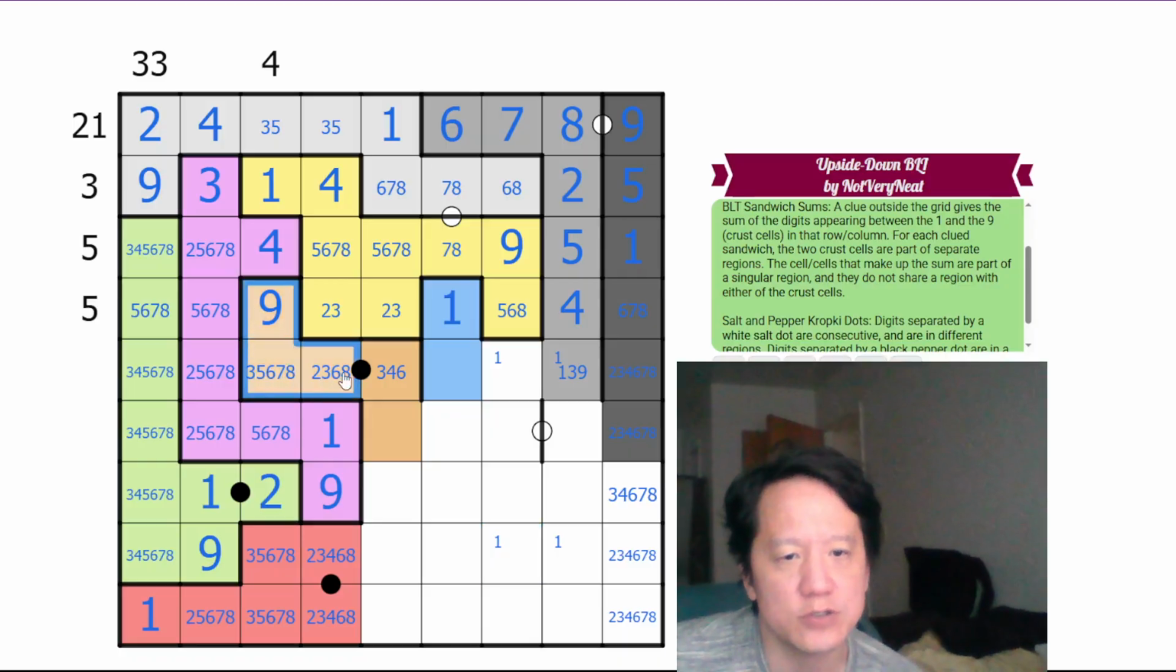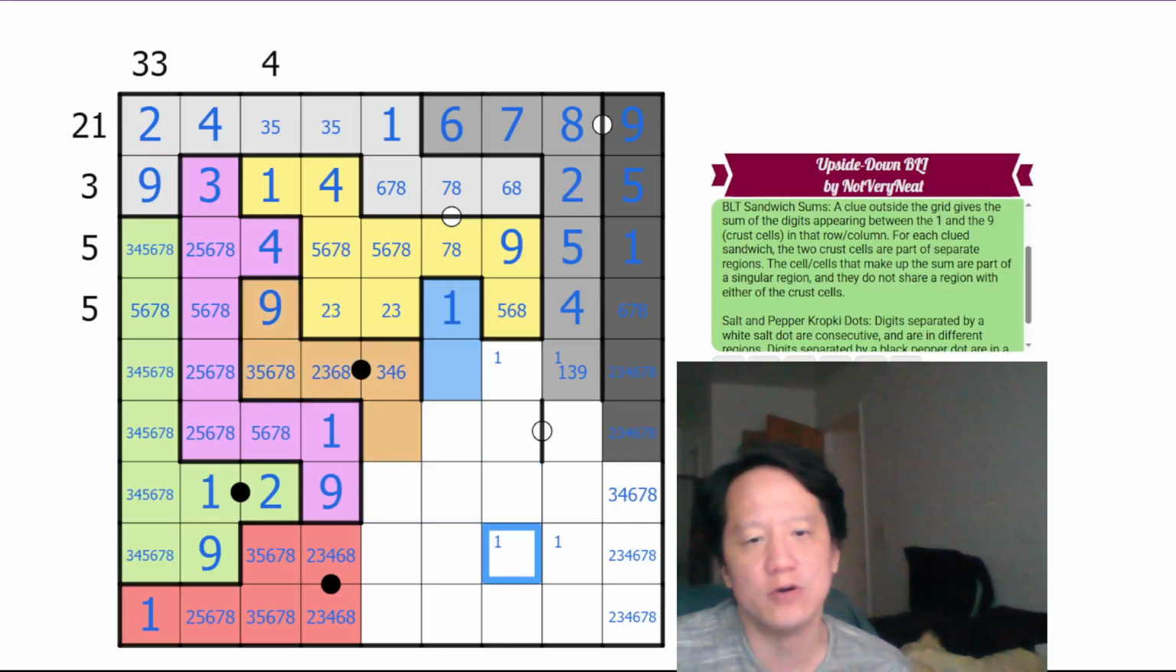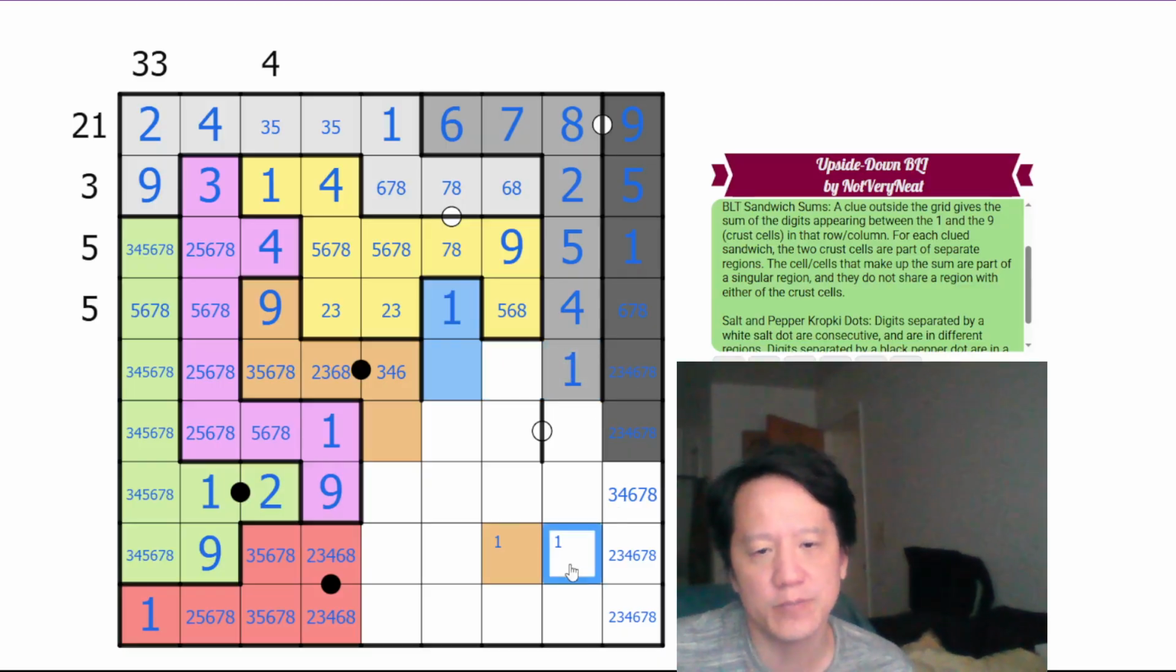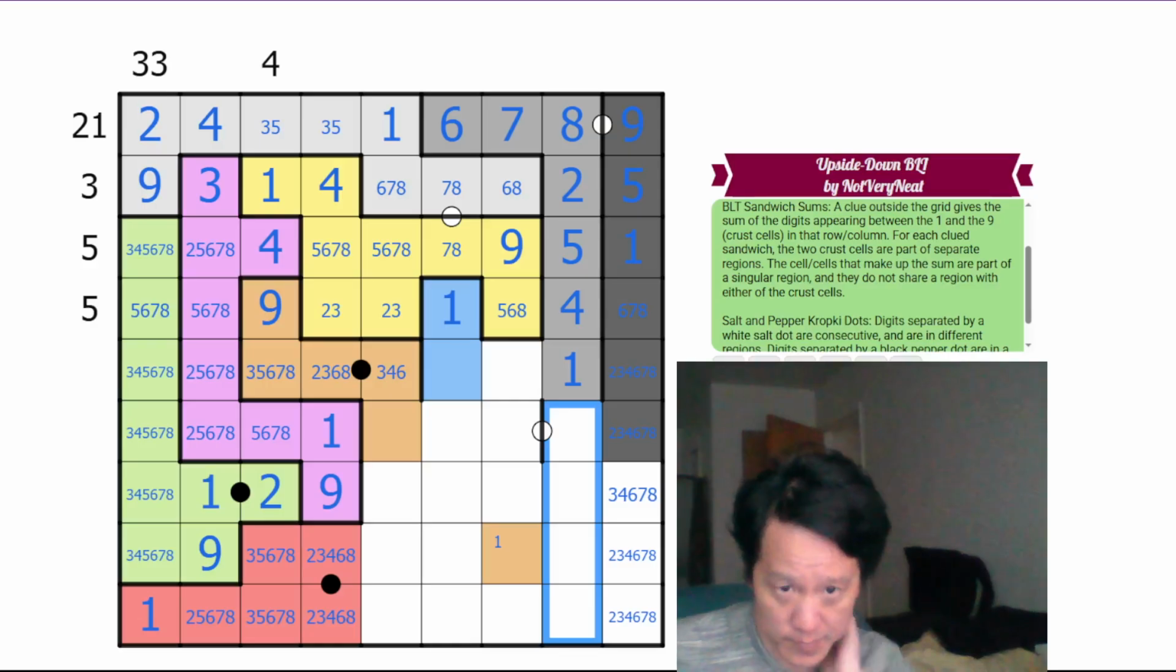So that's 1, 2, 3, 4, 5, 6, 7, 8, 9. So it can only access that as a 1. So that's 1 there. Therefore, this can't be 1 here. So this is 1 here. That means this can't be 1. Remaining digits of column.